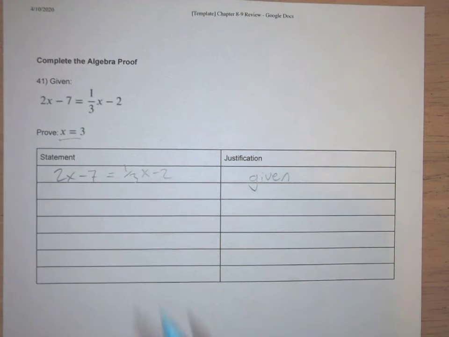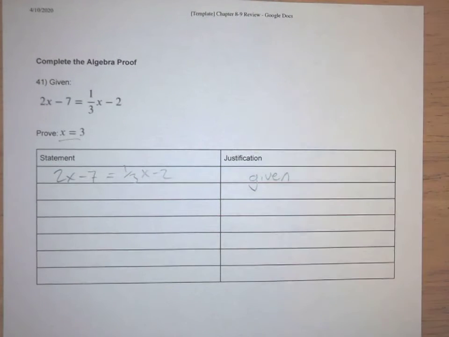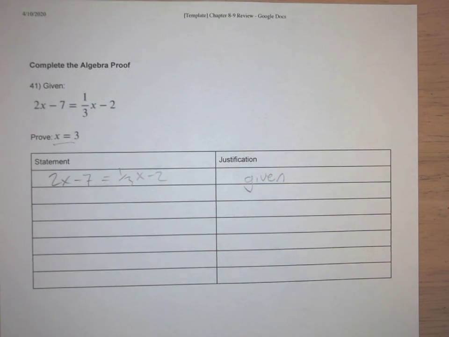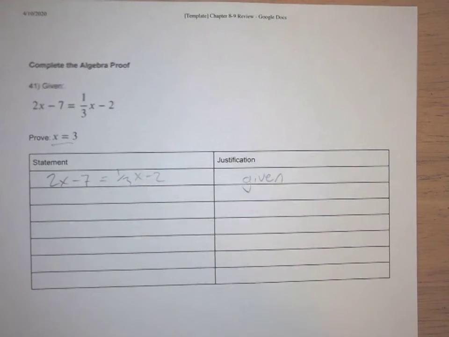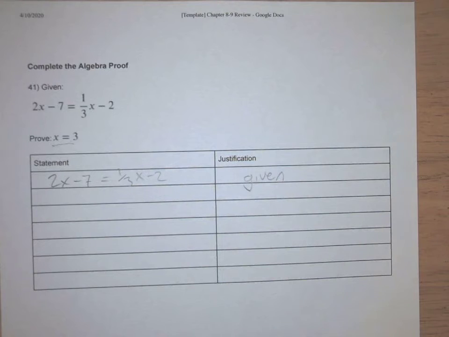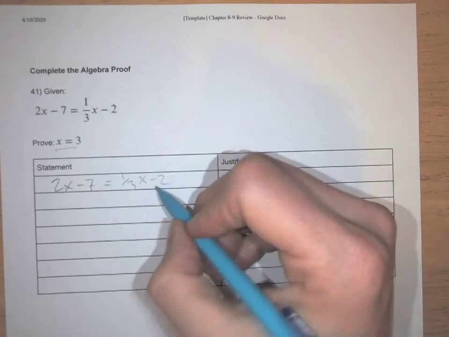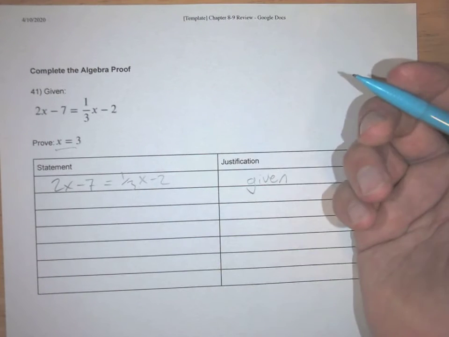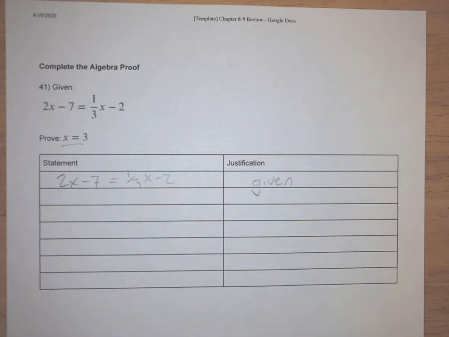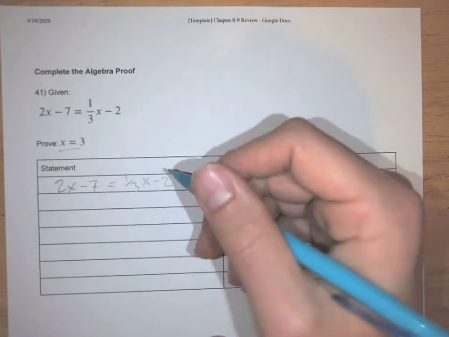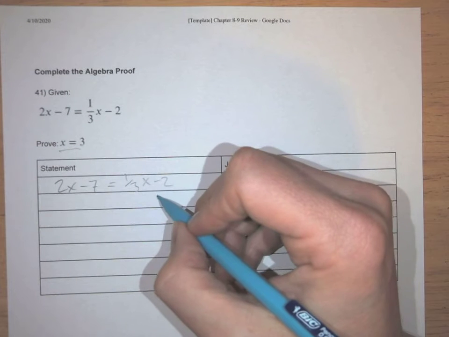One of the ways that you could solve this is to get rid of the fraction first by multiplying everything by 3. You can also do it a different way, but probably what I would do here, just to make my life a little bit easier, is start by adding 2 to both sides. Again, that's not the first step that you have to take, but I think in this case that'll make it easy.